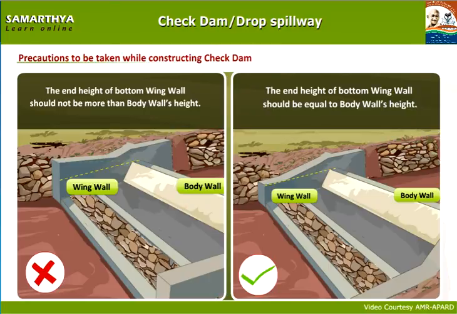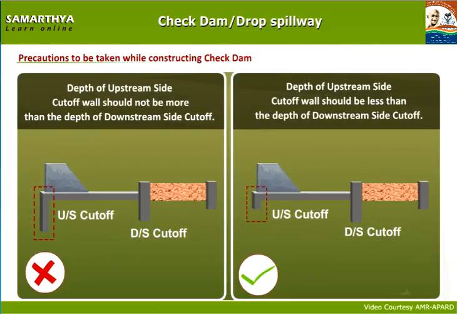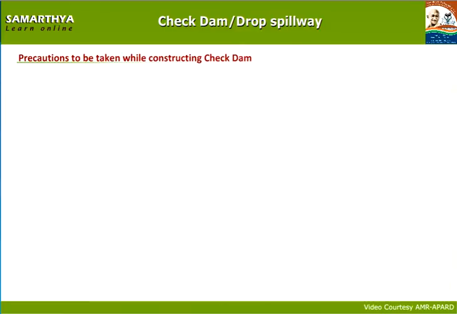The end height of bottom wing wall should not be more than body wall's height. The end height of bottom wing wall should be equal to body wall's height. Depth of upstream side cutoff wall should not be more than the depth of downstream side cutoff. Depth of upstream side cutoff wall should be less than the depth of downstream side cutoff.